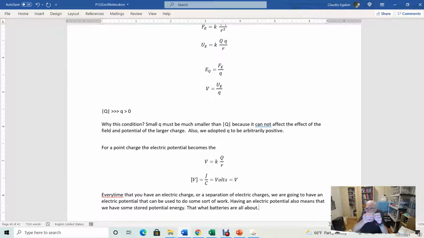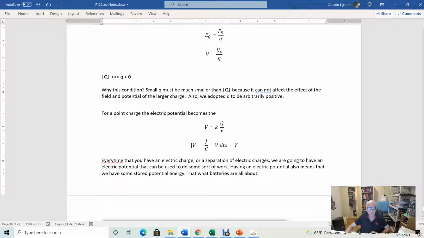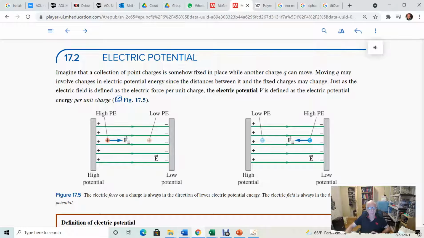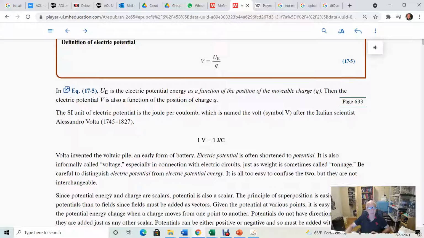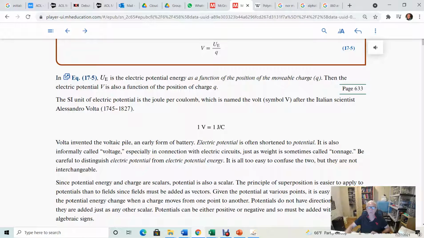Here's my battery. You have a separation of electric charge here, positive and negative, which produces energy that can be used for some useful purpose, for some sort of task. That's what batteries are all about. It's a storage of electric potential energy. That's what we have right in here. Here you go, the definition of electric potential. That's the unit of volts, joules per coulomb.